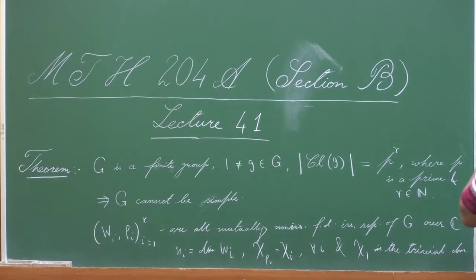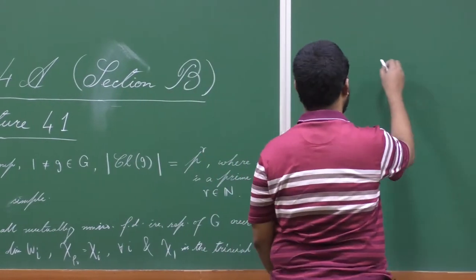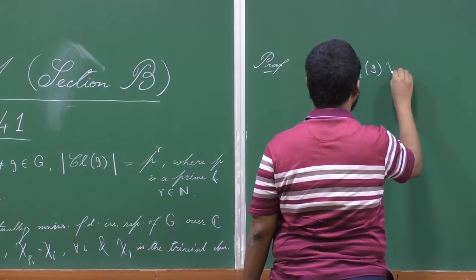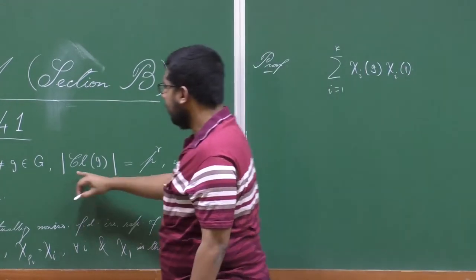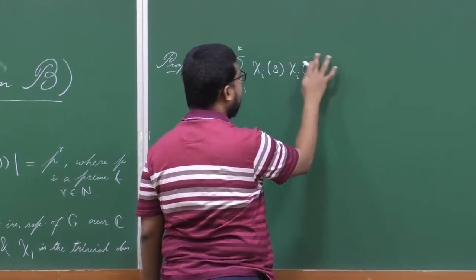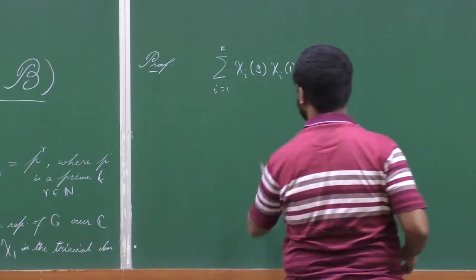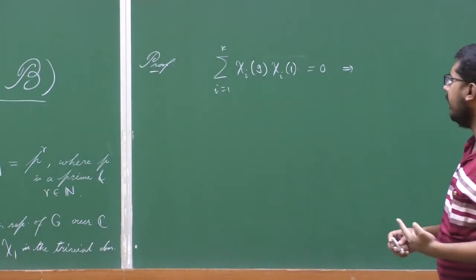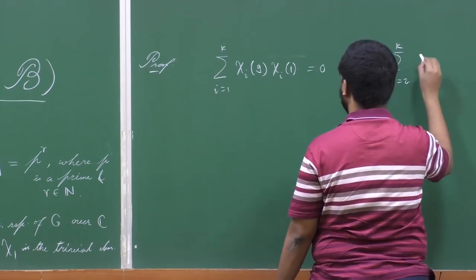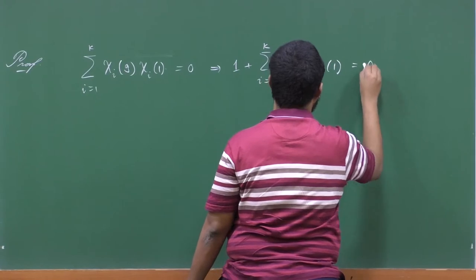So now let's come here. Recall the column orthogonality relations, that says that the sum over i from 1 up to k of chi_i(g) times chi_i(1) is 0. Remember, g and identity cannot be conjugate to each other. And we can put a bar here, but that does not matter because it is only a positive integer. Now, for i equal to 1, we are having the trivial character. So therefore, 1 plus the sum over i from 2 up to k of chi_i(g) chi_i(1) is zero.